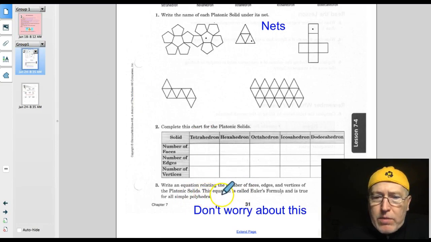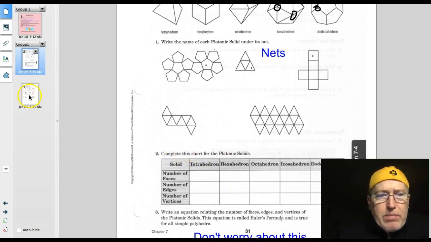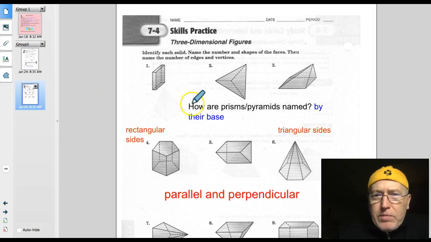Don't worry about writing this equation here, but you should be able to think about the number of faces, vertices, and edges. I don't think you have to memorize, but be able to look at them and kind of figure that out. Let's talk a little bit about 3-dimensional figures that are prisms and pyramids. Some things here I want to cover. First of all, how are prisms and pyramids named? They're named by their bases.